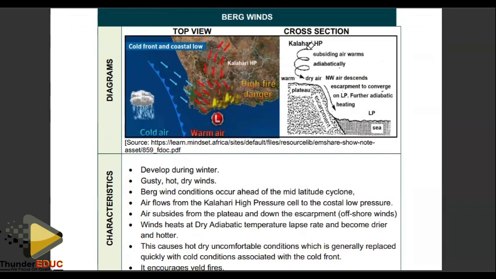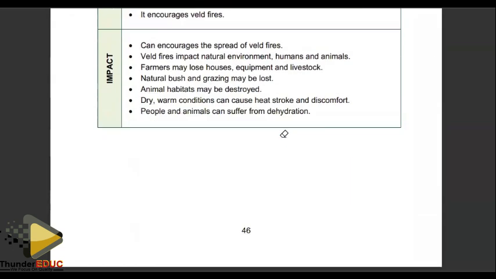We have the strong descending air over the interior because of the Kalahari high pressure cell. The air is going to heat adiabatically and it's going to get very high temperatures as it gets to the coast, which is typical of the berg winds, and they are going to cause hot and uncomfortable conditions for people over the coastal regions because of adiabatic heating.